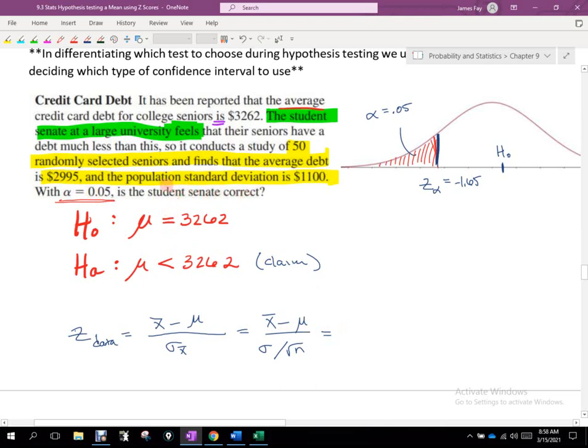So our sample had a mean of 29.95. Okay. Mu, and here is why our null hypothesis has equality in it. Mu is 3262, right? So that's what's going to go right here, 3262. Standard deviation of the population, $1,100. Divided then by the square root of n. N was 50 people.